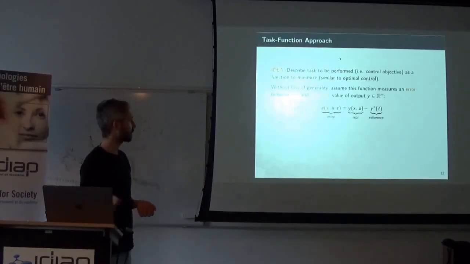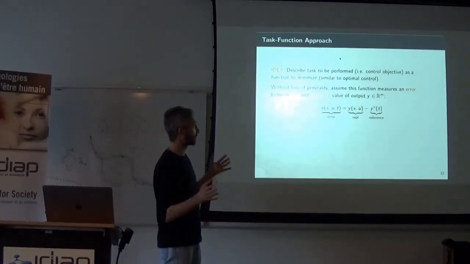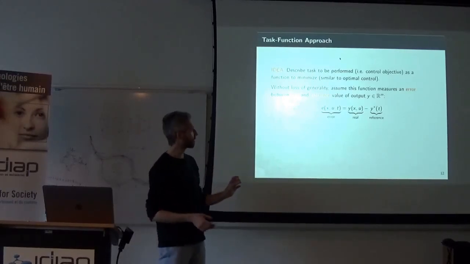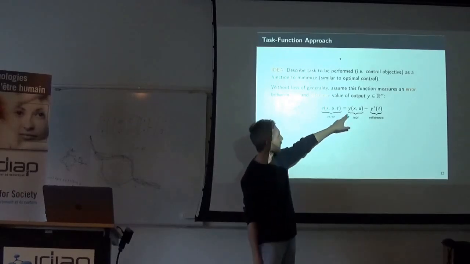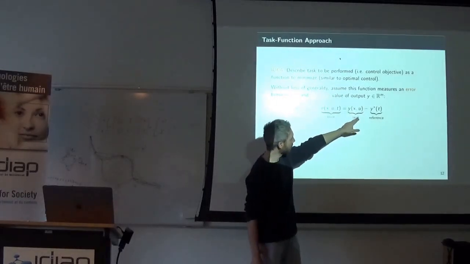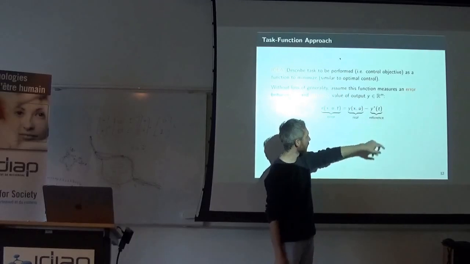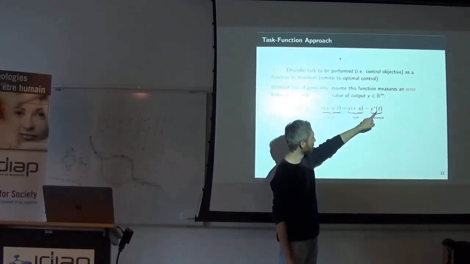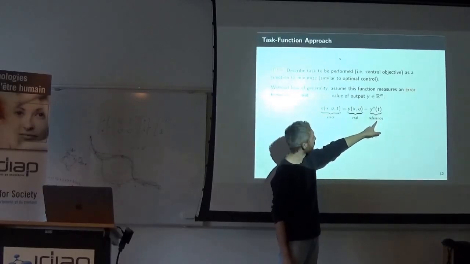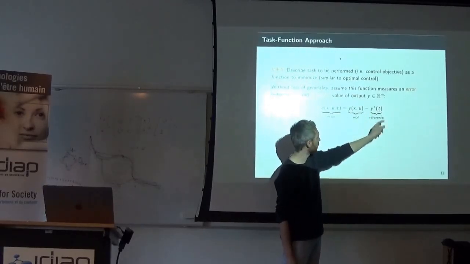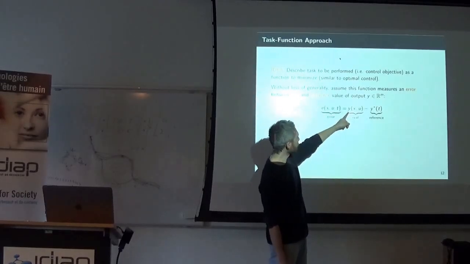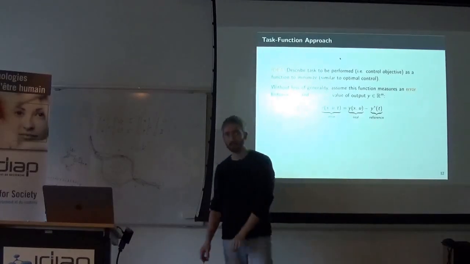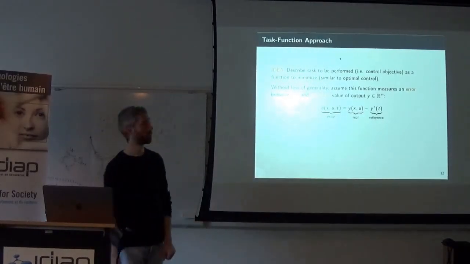And this function, without loss of generality, we will assume that represents an error. It's an error between the value of a certain output function and a certain reference function. So we would like this output to follow this desired reference. The reference can be time varying, so it depends on time. And the output function can depend both on the state and on the control of the system U.